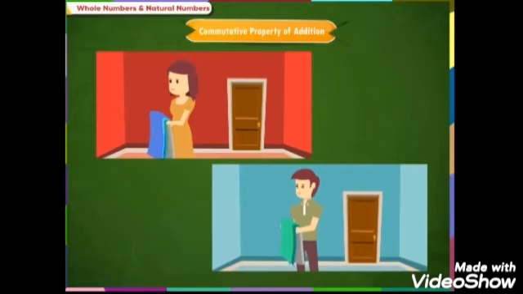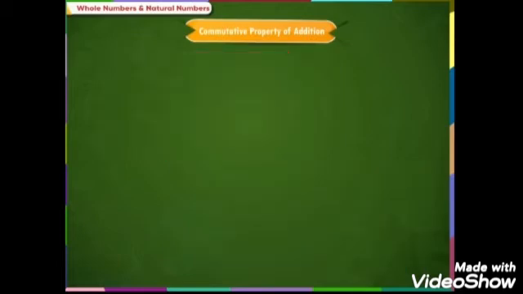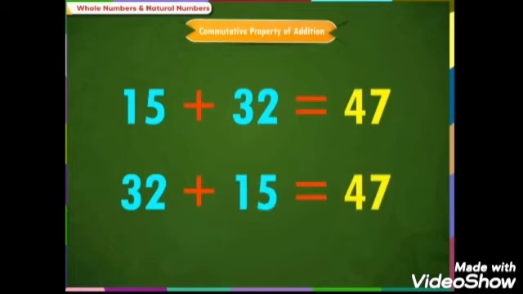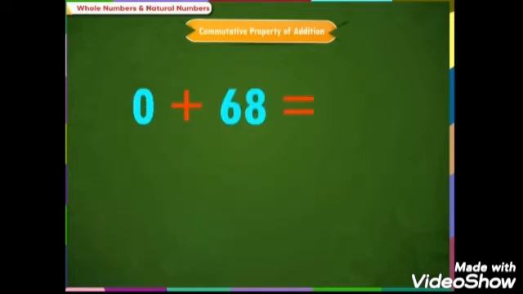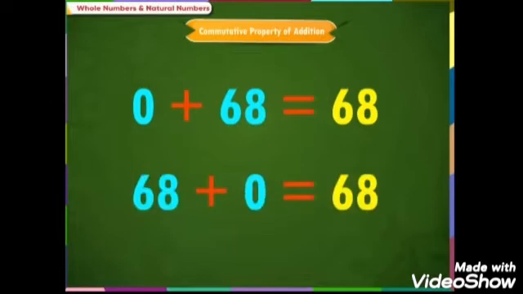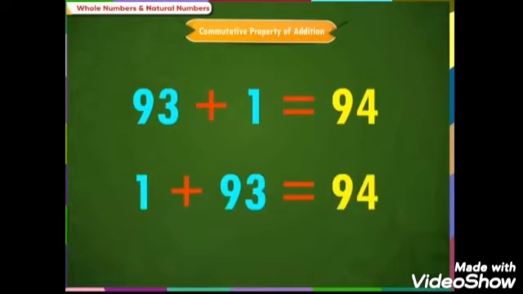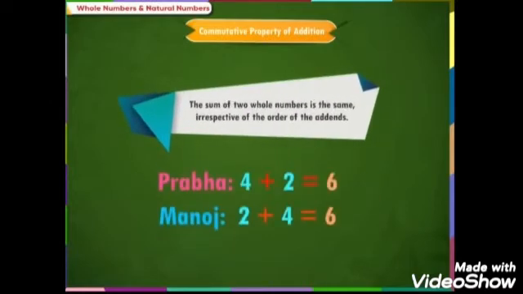Let us look at some examples of addition. Observe that the sum of two whole numbers is the same irrespective of the order of the addends. This property is called as commutative property of addition. Thus, Prabha and Manoj both have put same number of wallpaper pieces.